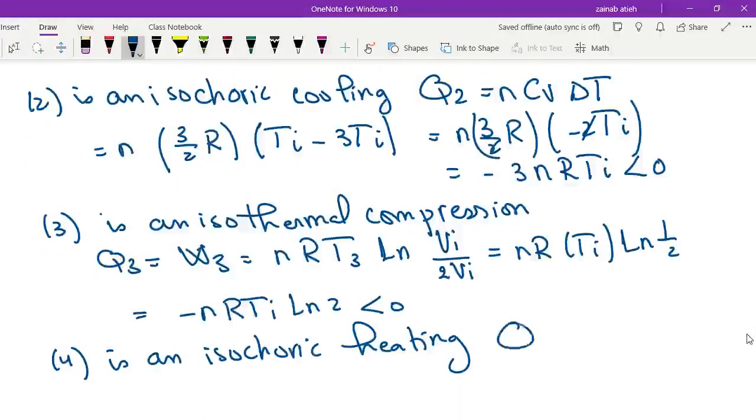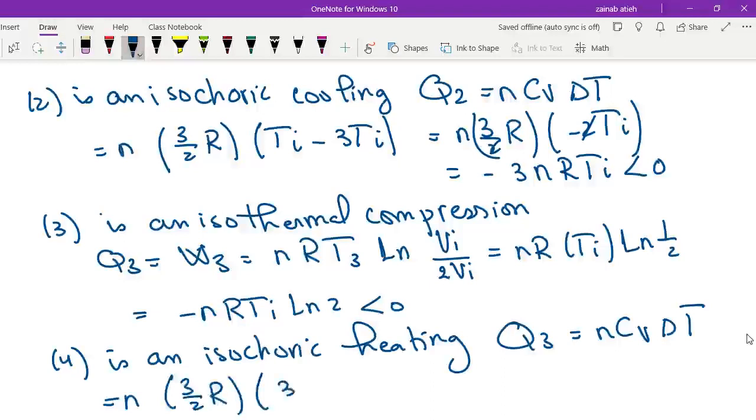So in this case, Q3 is equal to nCV delta T. I've already calculated CV. It is 3 over 2 R. Delta T is 3Ti minus Ti, which, calculating everything, will give me 3 nRTi, which is positive. So we have two positive Qs, two negative Qs.